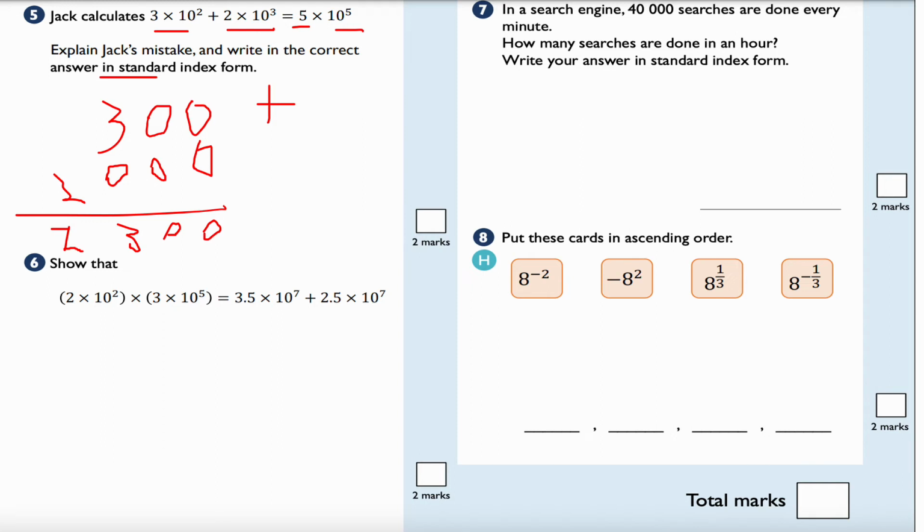Sorry if it's not very clear. So it should be a 2 there. There we go. Let's just delete that as well. Okay, so that's going to be a 2 there.